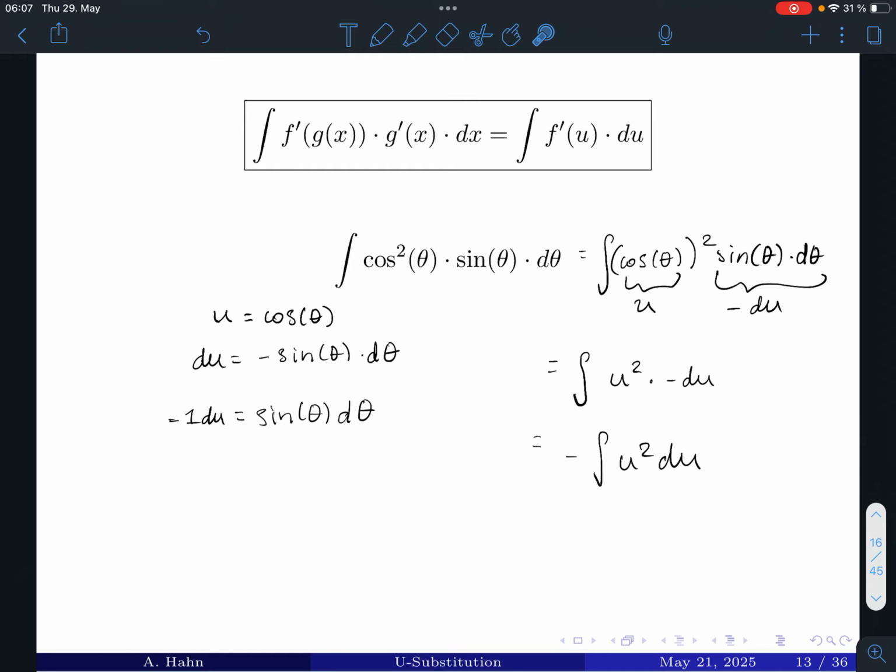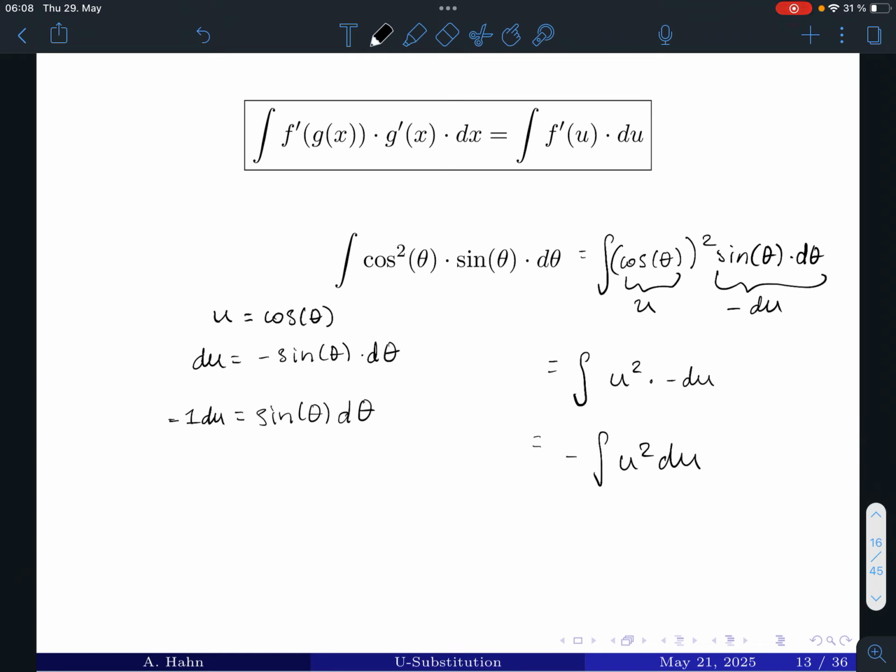And here hopefully it's really clear where the beauty of u-substitution comes in. We started with a function that was kind of complicated. We have this cosine squared times a sine, like what is going on? And we changed it into just u squared du, and this is much easier to evaluate.